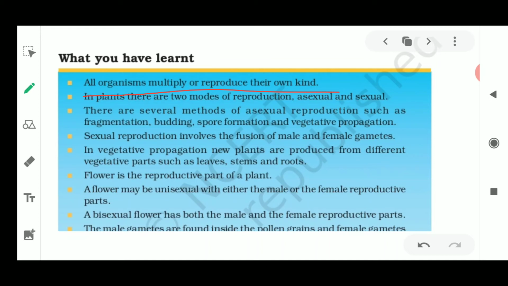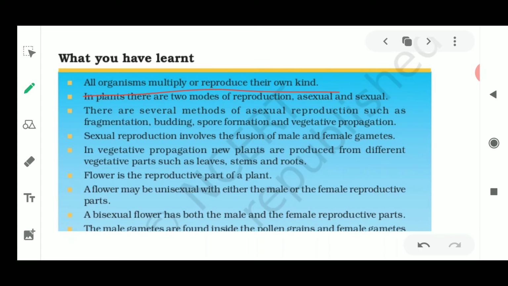So this own kind word means it is going to produce their own variety. It is not going to be changed. So this is why all organisms are going to reproduce. Okay, and they are only reproducing their own kind. Fine. Next thing is that in the plant there are two modes of reproduction, that is asexual mode and the sexual mode.